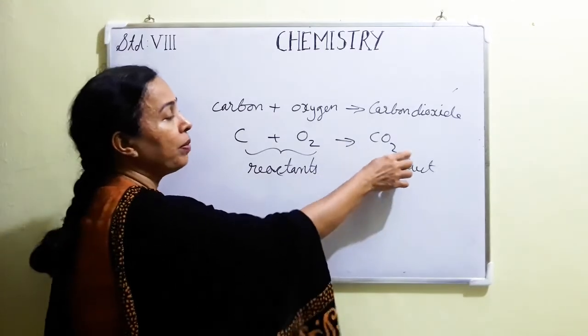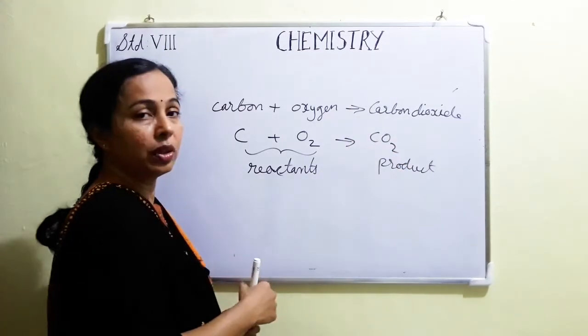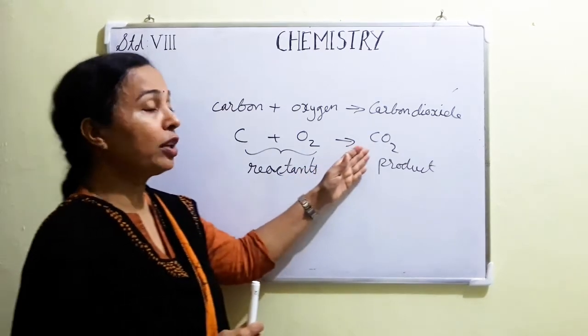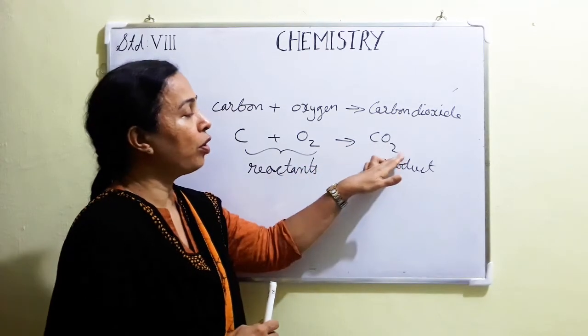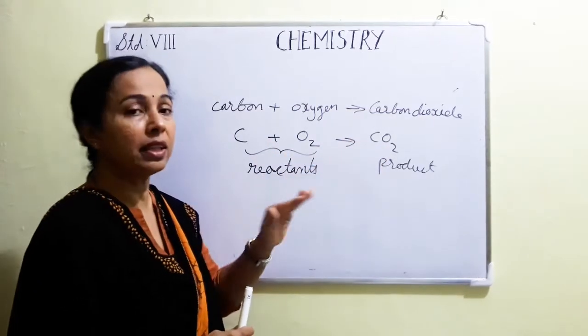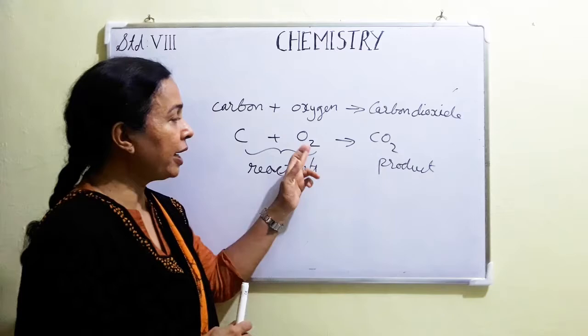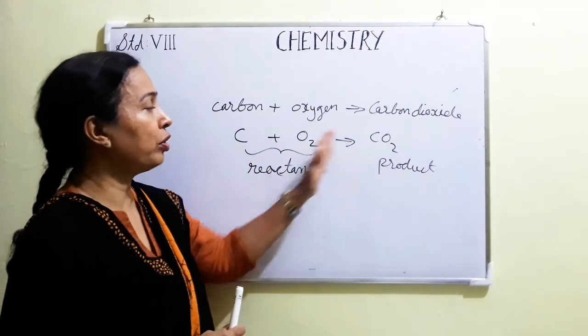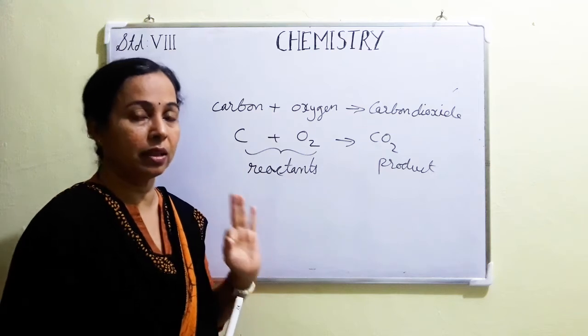Carbon dioxide, its formula, it's a compound. Its formula is CO2. There is no symbol for carbon dioxide because it's a compound. We cannot represent a compound using a symbol. So this is the formula, and formula represents a molecule. So these two I have represented in the molecular form itself, because I have written their formula.